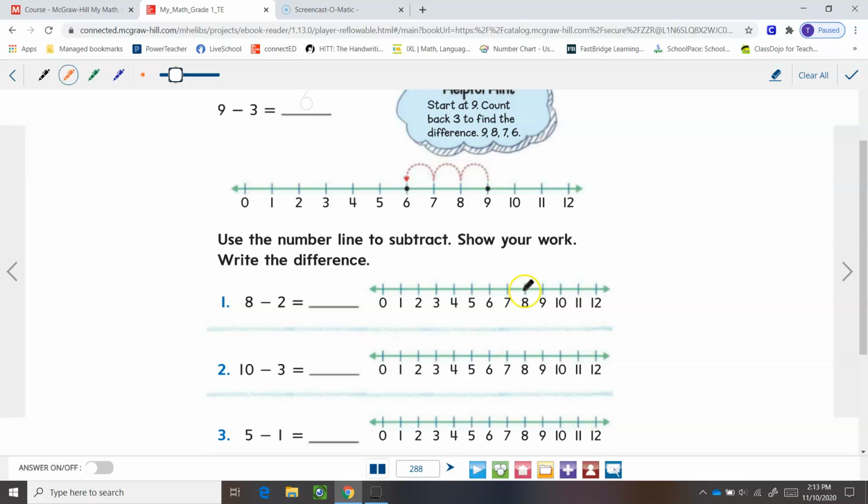So I can start at 8, and I can count back 2 spots. I go back 1, 2. I end up with 6. So 8 minus 2 is 6. I do the same here. I go to 10, and I take back 3. So I start at 10, and I want to count back 3 spots. 1, 2, 3. I end up on 7, so 10 minus 3 equals 7.